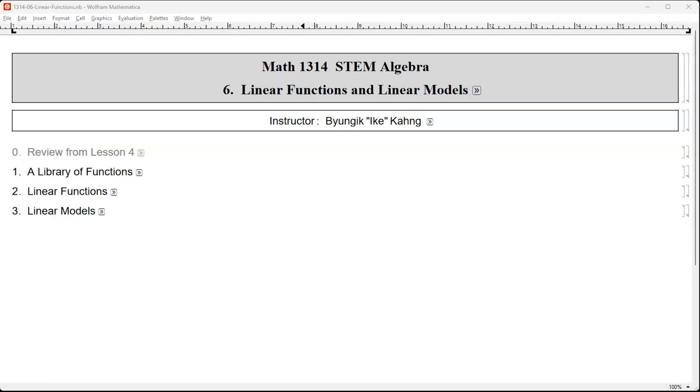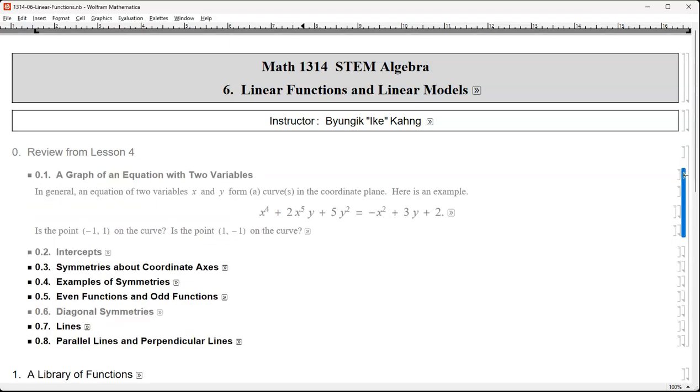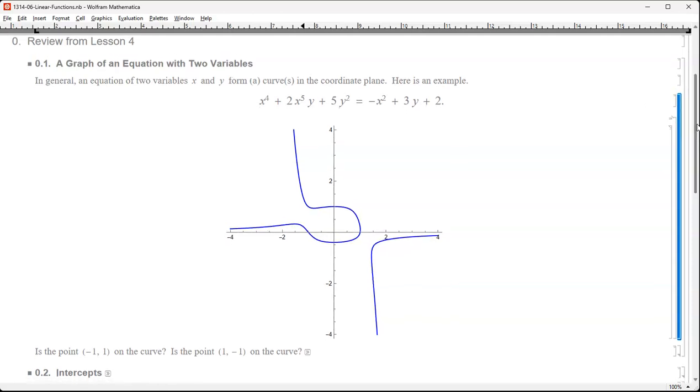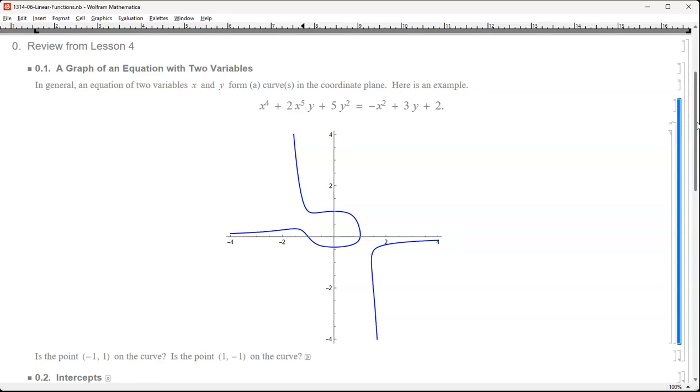This is an optional section. As you can see, this is coming from a section that is de-emphasized in gray. In section 4, we talked about graphs of equations with two variables. Here's an example. We have a relation between x and y. Now I can use that kind of term. We talked about what it means by a relation in lesson 5.